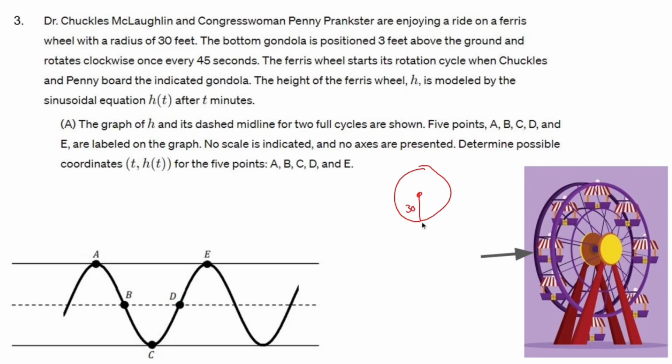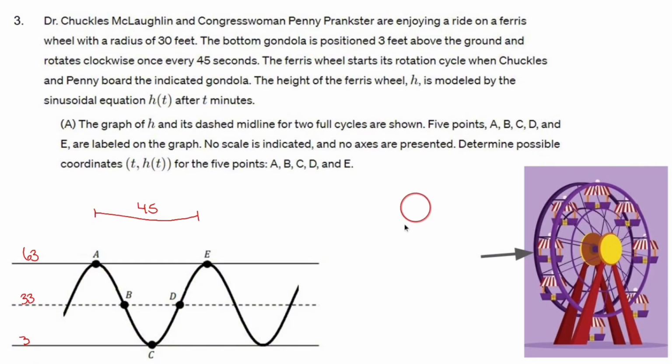You got yourself the fact that this is 3 feet off the ground, which means if I were to label these, which I'm going to do in a moment, you know that you're going to be 3, and you're going to be 30 more than that, and you're going to be 30 more than that. Okay, so that's the information that I have so far when it comes to height. Okay, what else do I know? Well, it rotates clockwise every 45 seconds. So these lines are going to be 45 seconds apart, or these dots, A and E, are going to be 45 seconds apart. So this is going to go around 45 seconds later. So that's our period right there.